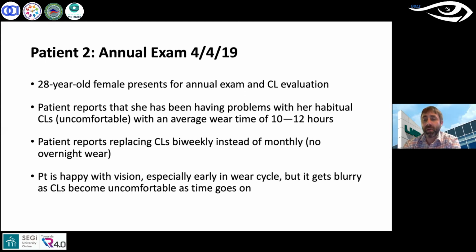One, how long can you comfortably wear your contact lenses? And then how long do you wear your contact lenses each day? And if there's a difference between those two, that's when you may want to start talking about alternative treatment options.